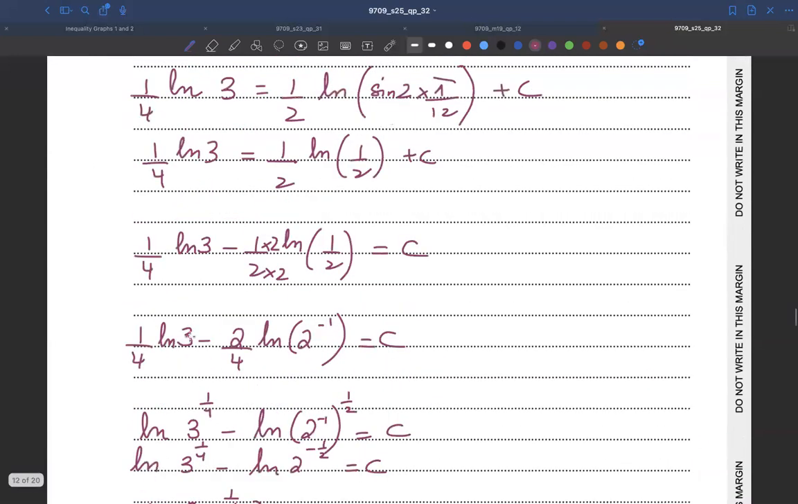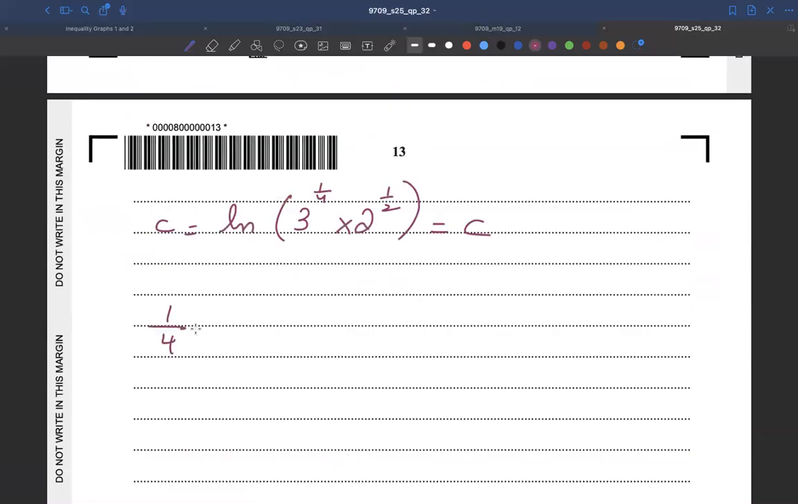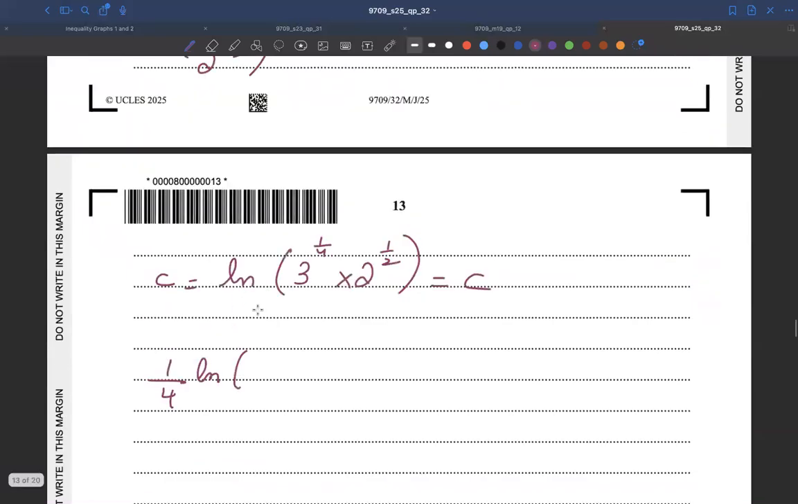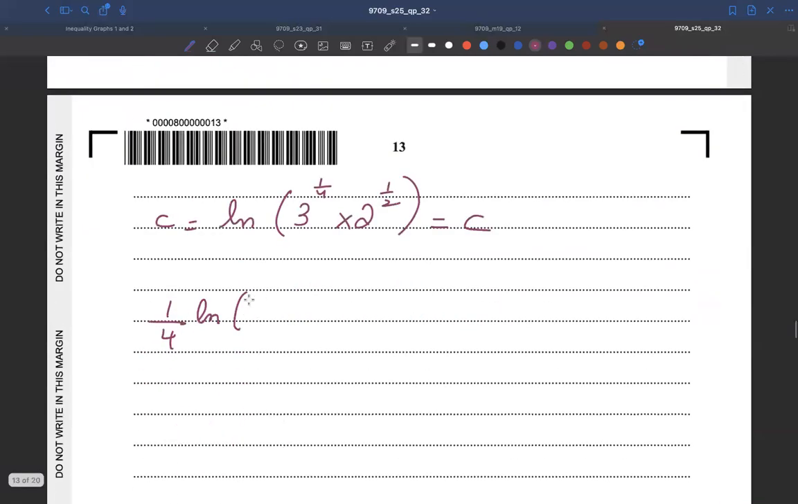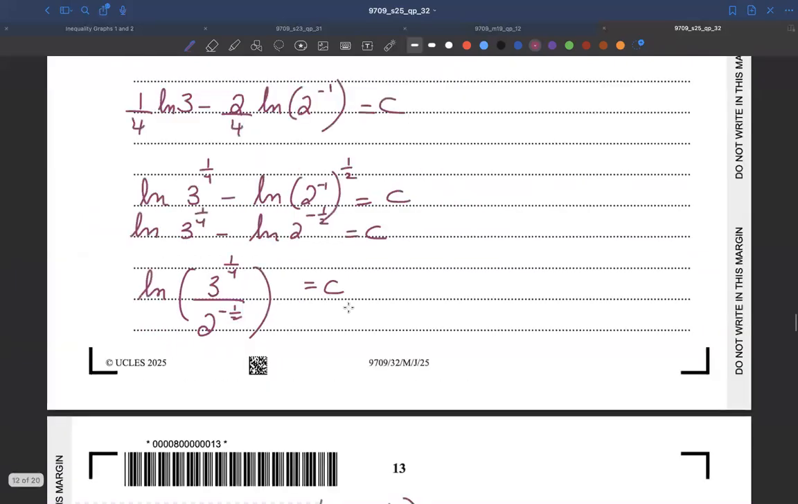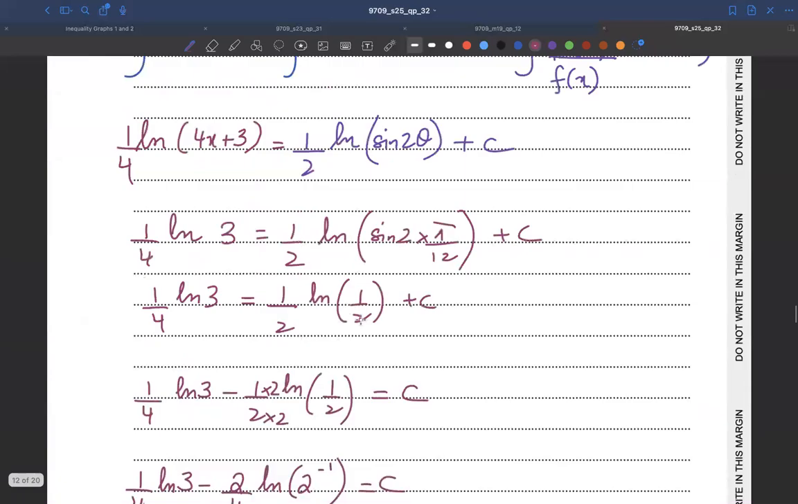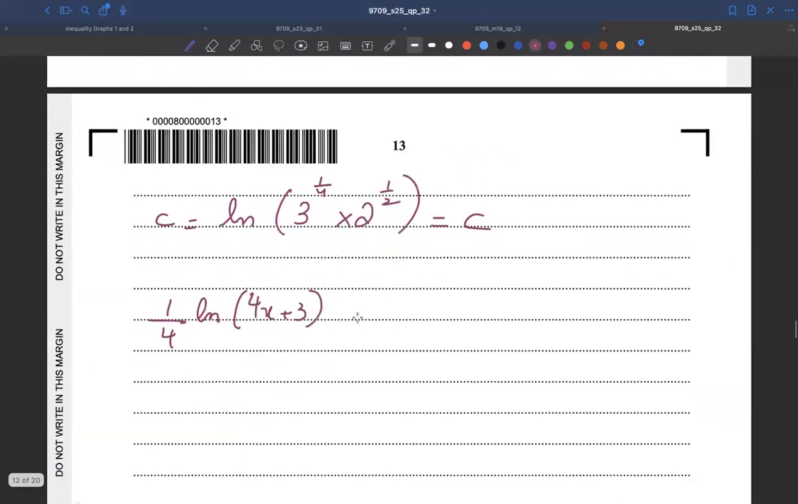So the expression was 1 upon 4 ln of 4x plus 3, and then equals half ln of sine 2 theta. And in place of c, we can write plus ln of 3 power 1 upon 4 into root 2. So that is easier to write.